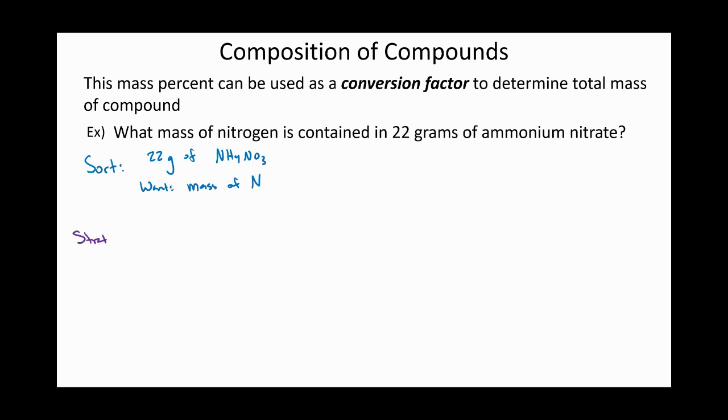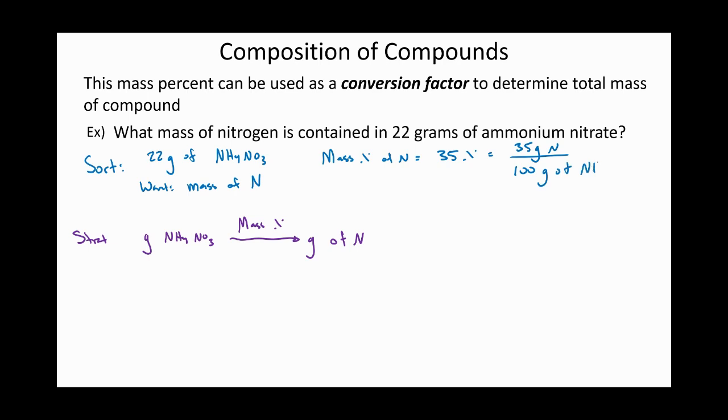So for strategize, I know I'm going to start with grams of ammonium nitrate, and I'm actually going to be able to do this rather quickly. I'm going to go directly to mass of nitrogen. The way I'm going to do this is I'm going to utilize the mass percent. And that's one thing that we forgot to add to our know, because what we know is that the mass percent of nitrogen is equal to 35%. And effectively, what that is saying is that there are 35 grams of nitrogen for every 100 grams of compound NH4NO3.